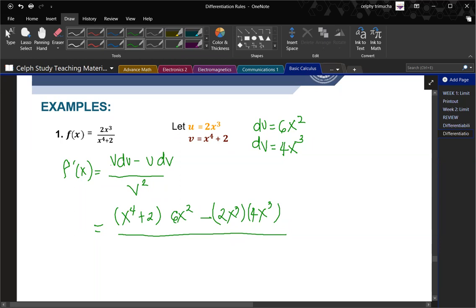Then, sa ating denominator, square lang natin ang v or v squared, that will be equal to x to the fourth plus 2 squared. Okay, so perform natin ang operation, we will have 6, distribute lang natin, 6x squared times x to the fourth, it will be equal to 6x raised to the 6 plus, so 6 times 2, that will be 12x squared minus, so 4 times 2, that will be 8x to the 6. I-add lang natin exponents.